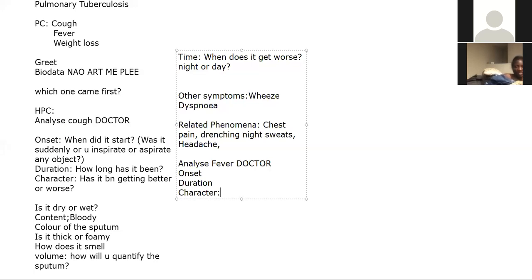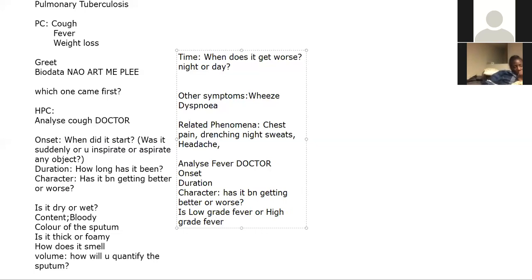Okay, so let's start with the character. Is it low or high? Just write low or high. You also want to ask, has it been getting worse or getting better prior to this time? You want to ask the same thing I asked here. Has it been getting better or worse? You understand? Is it low grade fever or high grade fever? You also want to know.